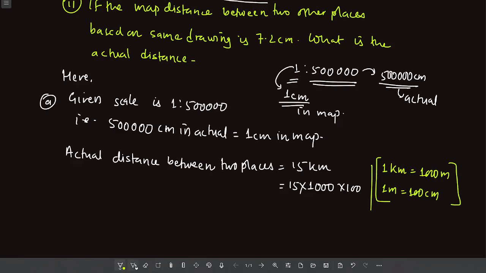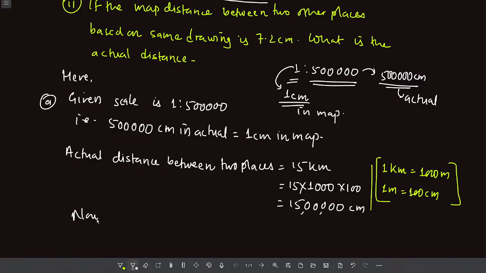Okay, so we got 15 and 1 2 3 4 5, five zeros, that means 15 lakhs, and it is centimeter now. The actual distance between two places is 15 lakh centimeter.